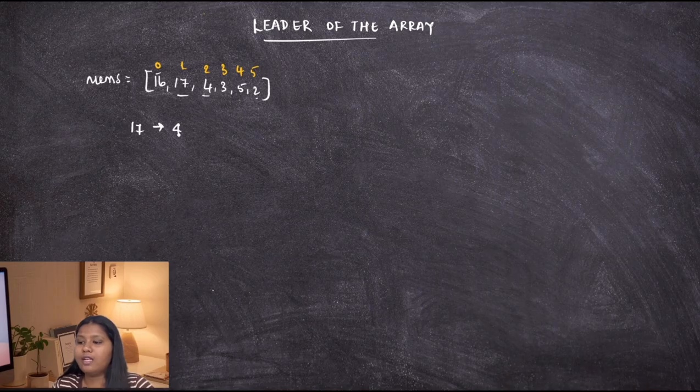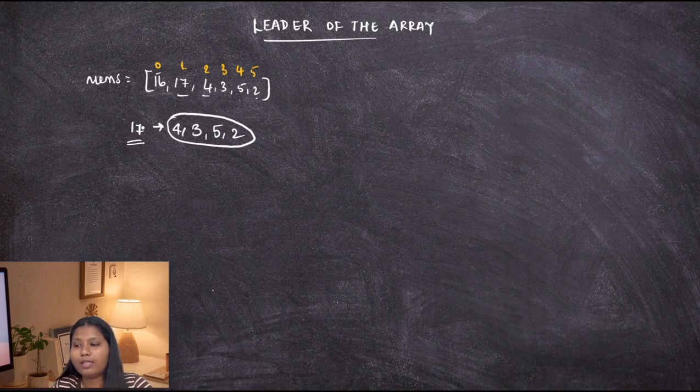Check all the right side elements. 4: 17 is greater than 4. 17 is greater than 3. Next, 17 is greater than 5 and 17 is greater than 2 as well. So this 17 is greater than all the elements present to its right side. So I can say this 17 is a leader.